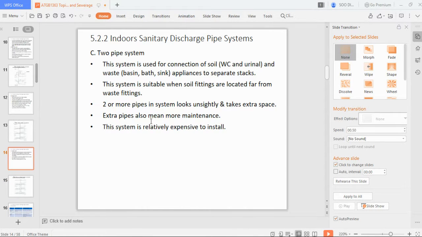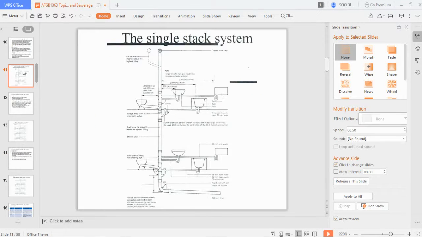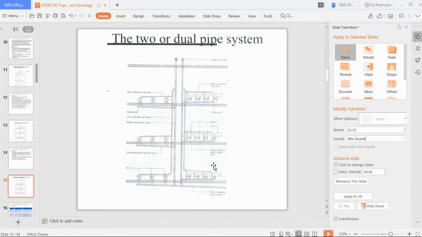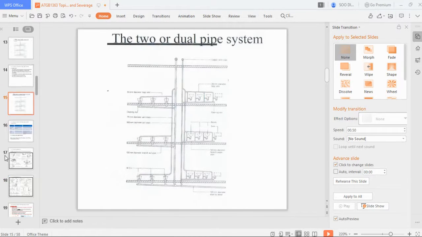But based on the information you have read, if you give it a bit of thought, because everything requires money, you want to choose the cheapest system, which is the least amount of piping installation. If you have a house, you always want to choose the single stack system instead of a dual pipe system because of the piping. Less piping equals less material cost equals less installation labor cost. So there's no point installing a dual pipe system if you're not going to fully utilize it in a residential building. Okay?